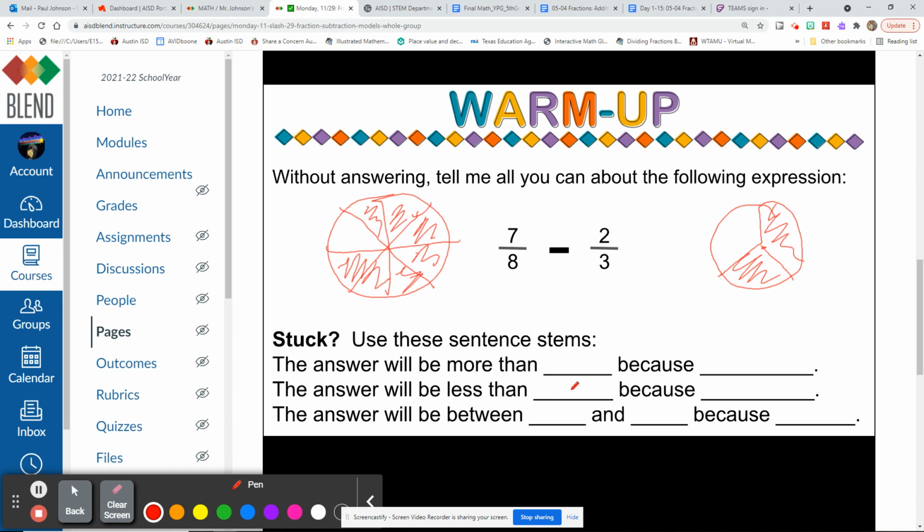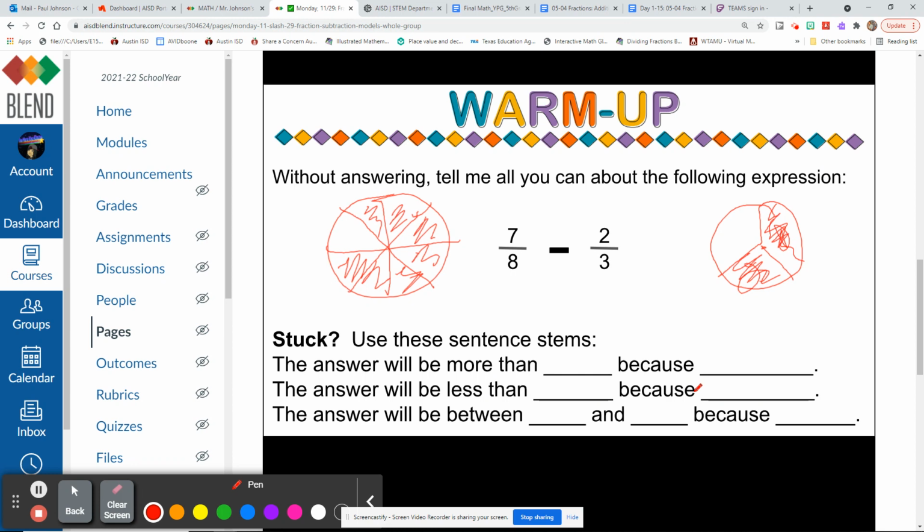It'll be less than 1 for sure. I would even say it's going to be less than half, because 7/8 is almost a whole and 2/3 is almost a whole. If we took away 2/3 from 7/8, as you can see with our pictures, it's taking a large portion of this away, but we probably at least have an answer that would be less than half. And then finally, I think our answer will be somewhere between 0 and 1/2. I'll use the same numbers that we just talked about.